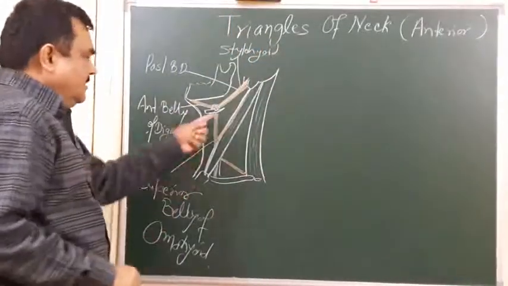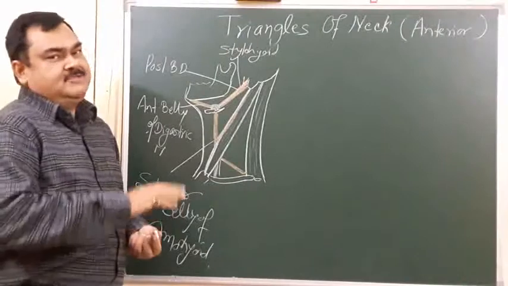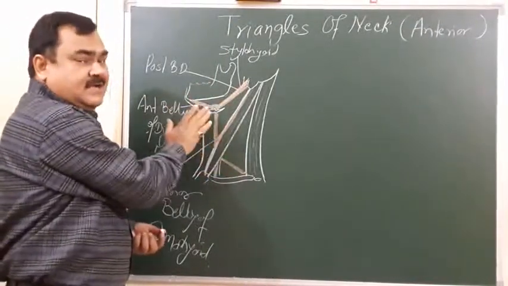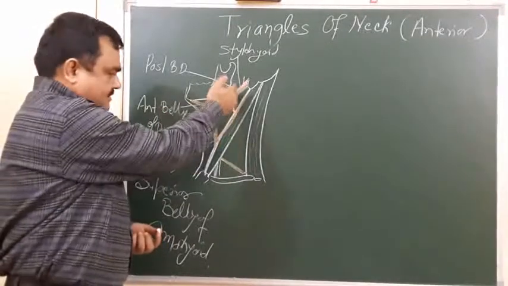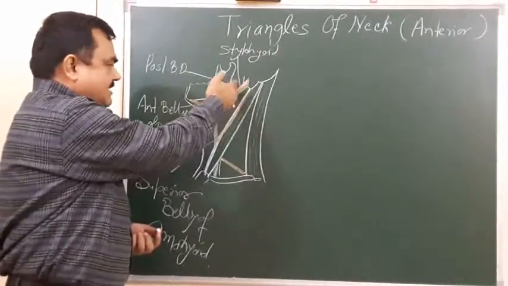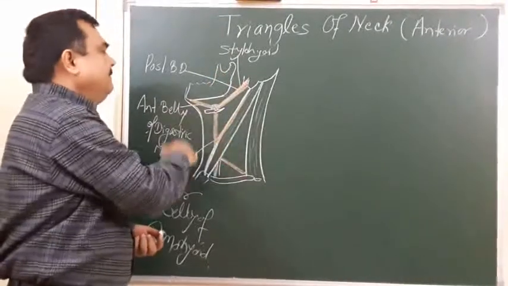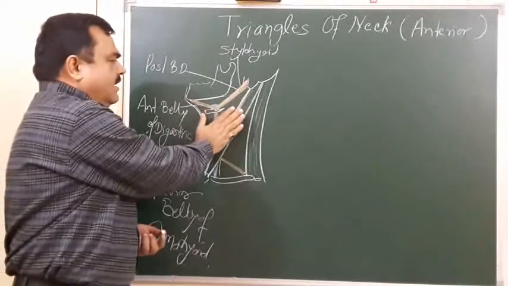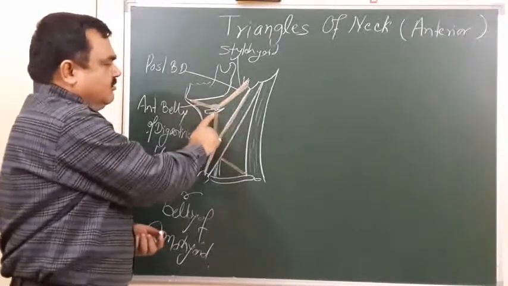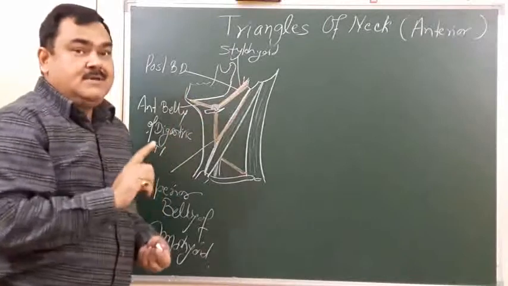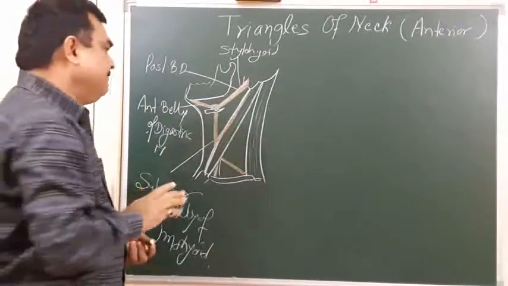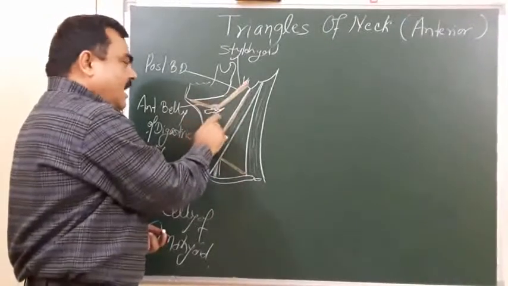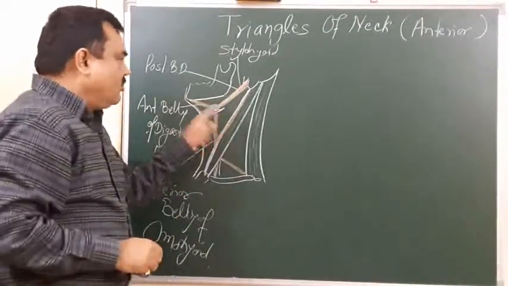This is the boundary. The roof is formed by skin and superficial fascia, which contains the platysma. Here, as we have seen in the previous lecture, is the internal jugular vein and the cutaneous nerve. After these structures, you will find the investing layer of deep cervical fascia. After removing these structures, you will find this triangle. Now I will discuss the floor of this triangle.